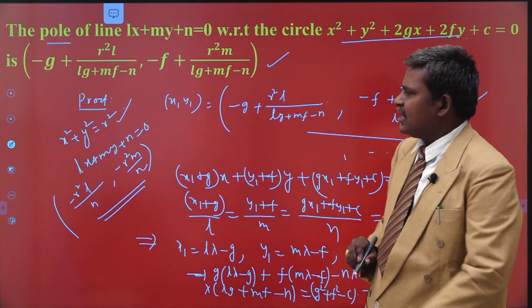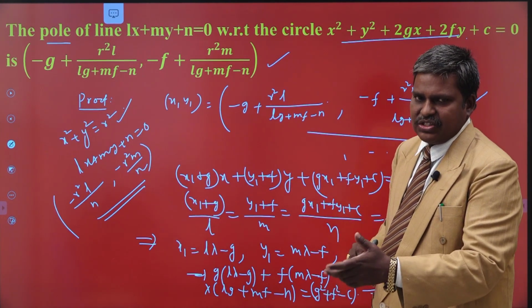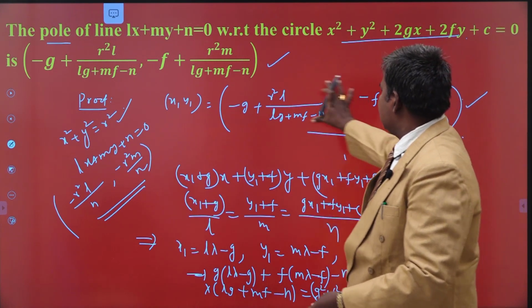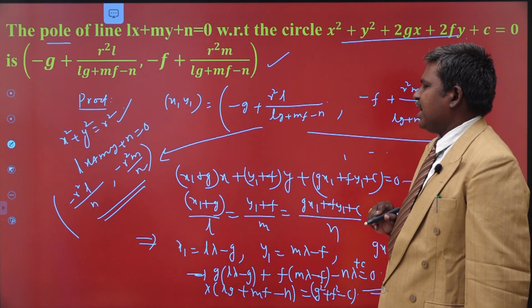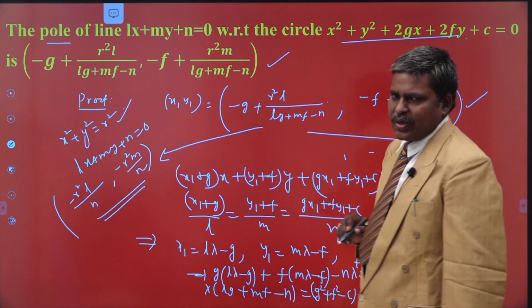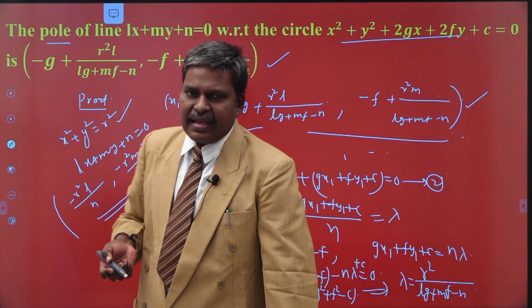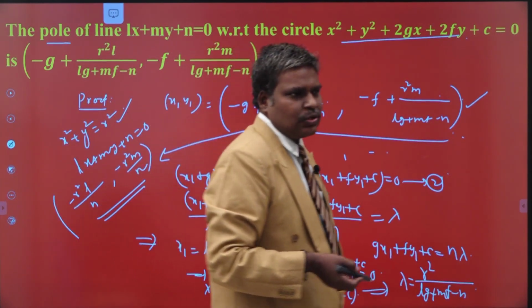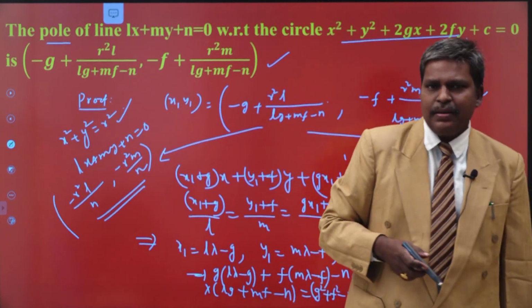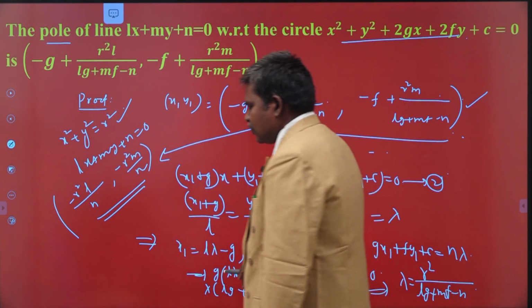Your circle is x square plus y square equal to r square, when the center of the circle is (0, 0). The formula becomes in this manner: minus r square L by n comma minus r square m by n, where r is the radius of the circle, and L, m, n are the coefficients of x, y and constants respectively of your polar. In this manner we can find the pole of the line with respect to the circle.